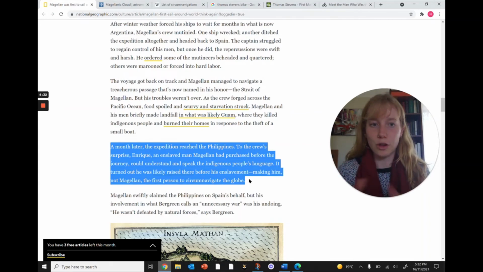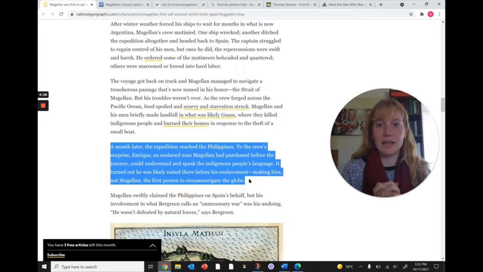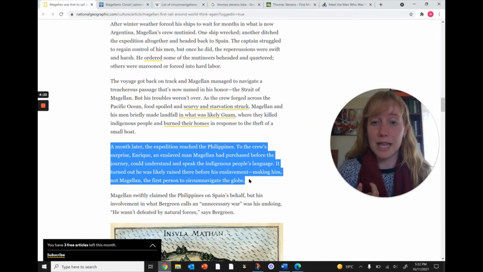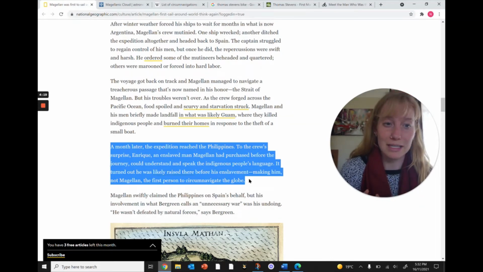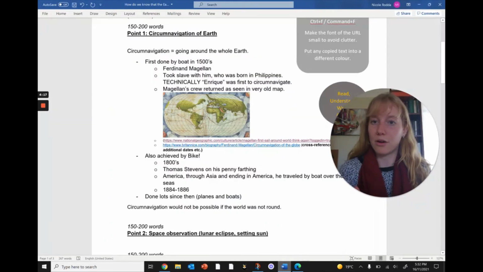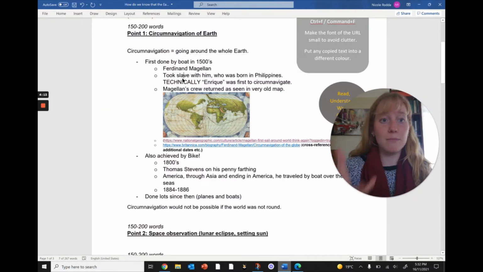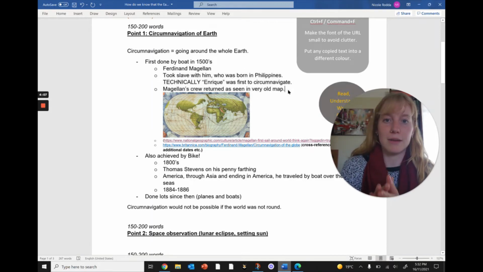So you can pause the video and read this paragraph, but essentially, from this, I did not talk about how Enrique, the Filipino slave, could speak the people's language. I didn't talk about how he was likely raised there. All I did in my notes was say that the main Portuguese guy took the slave with him, and technically this slave was the first to circumnavigate.